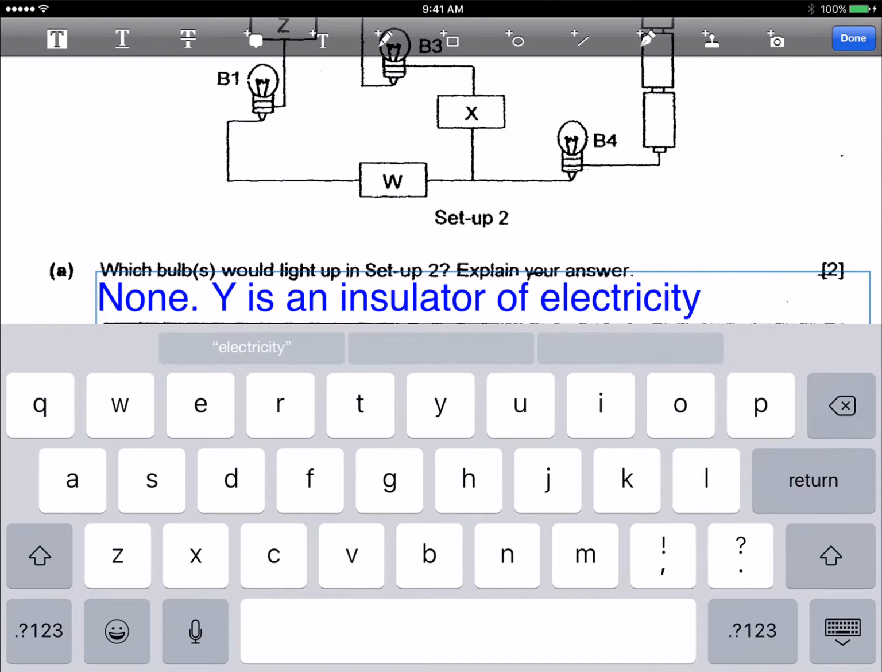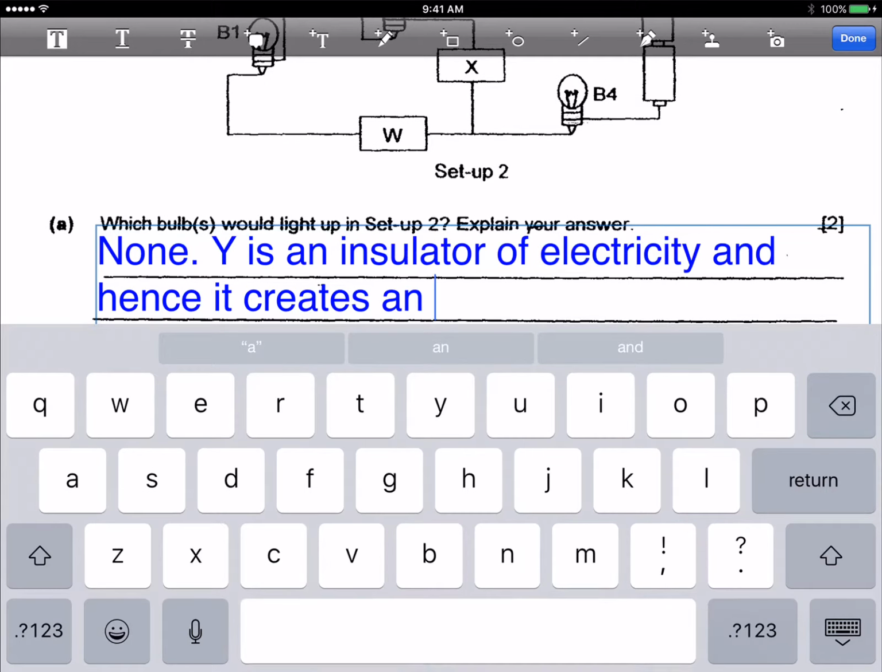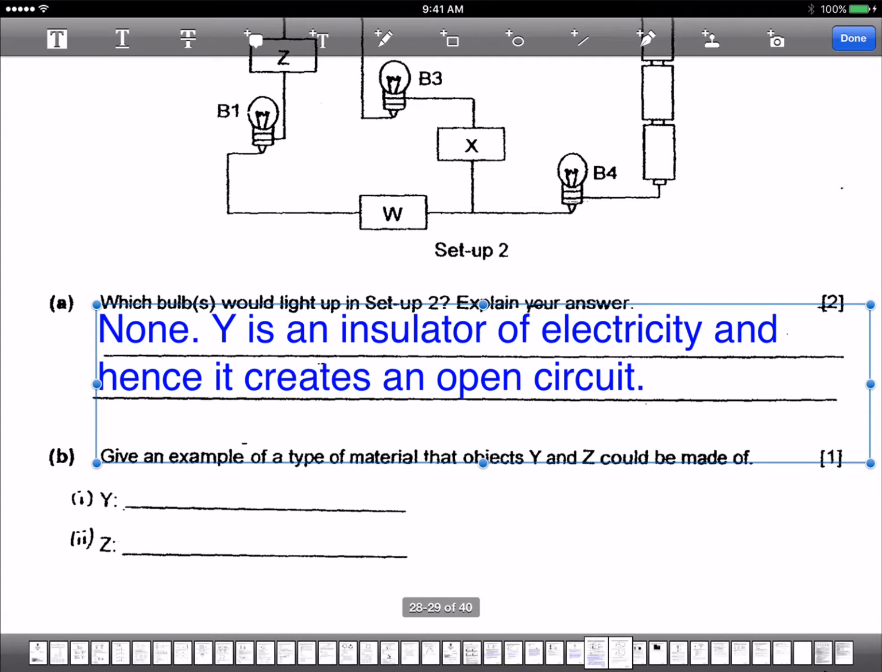There's no electric current happening. Now, if you just put the word insulator, of what? You have to say the insulator of electricity. Okay, it's being specified here. You have to specify Y is an insulator of electricity, and hence it creates an open circuit. So the idea is it's an open circuit, so electric current cannot pass through.